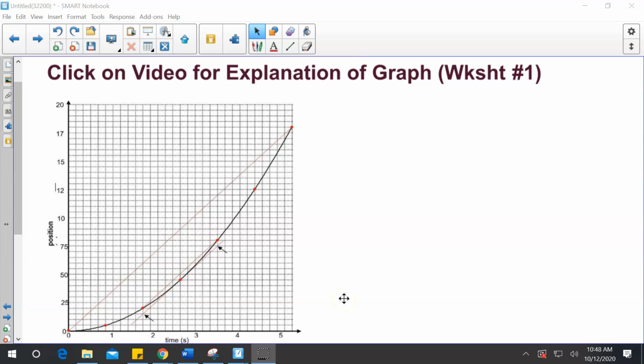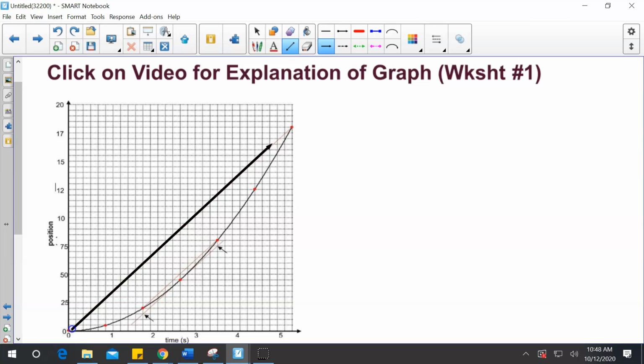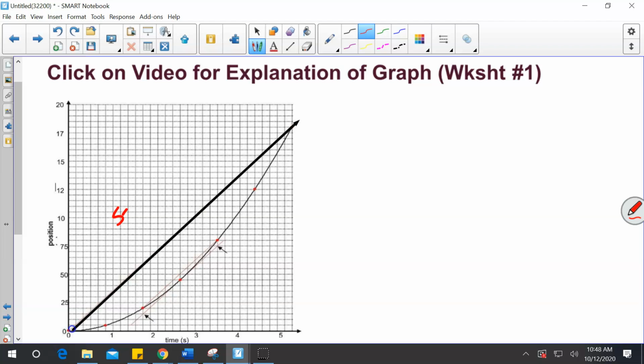This is additional explanation for the graph that you were producing from worksheet 1 in your workbook. So I want to look at a couple lines on here. So this line from 0 to 6 seconds is called the secant line. That line represents the average velocity for the entire trip.